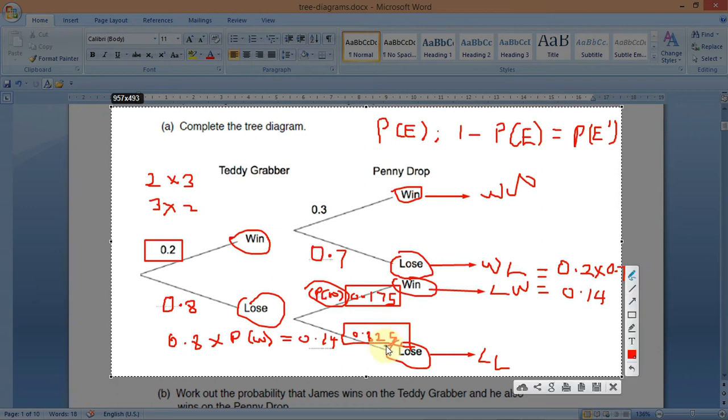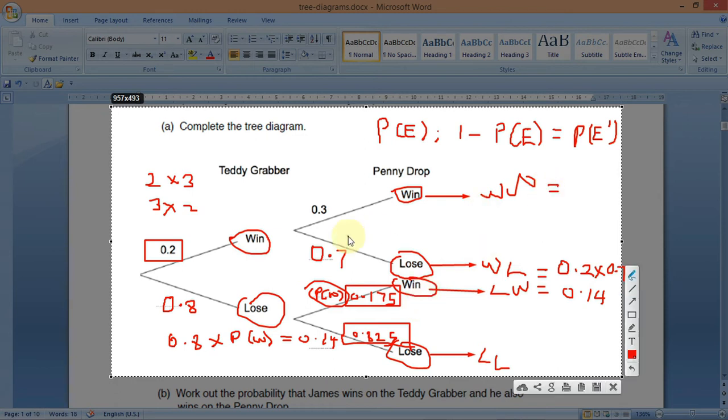So I'm good, guys. The only thing is that I don't know if I need to put some information down. I know that probability win-lose and probability lose-win is 0.14. Then probability lose, should I multiply? If I want to get that now, because I don't want to come back, I don't know what question they're going to ask me in the B part. If I look at this, what is the probability that James wins on the Teddy grabber and also wins on the penny drop? That would be a win-win.